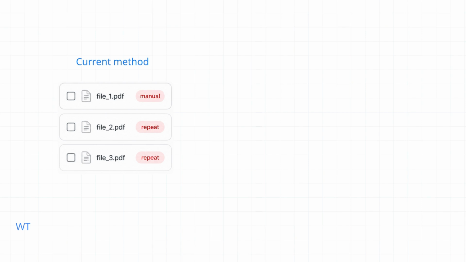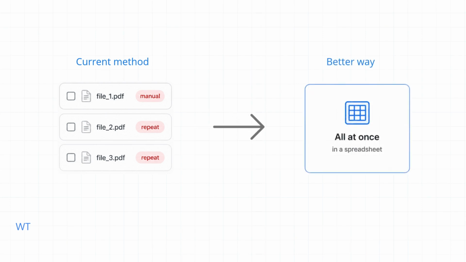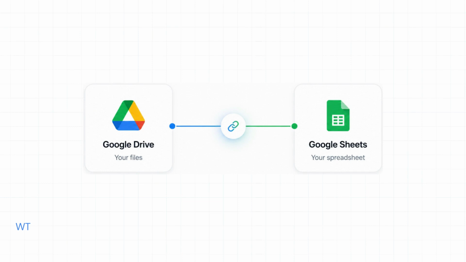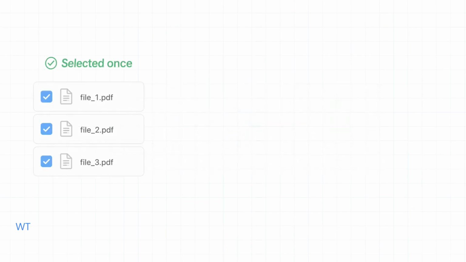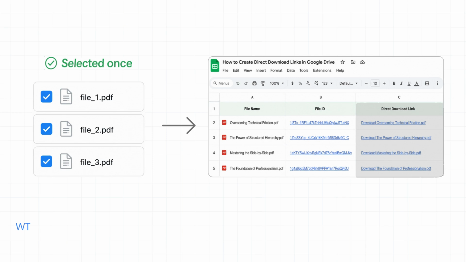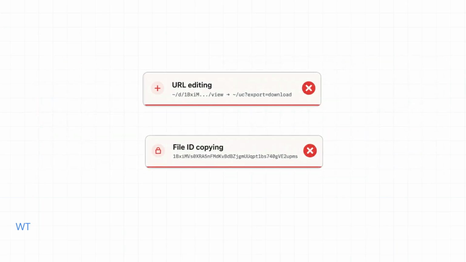If you need links for multiple files, there's a better way. Drive Explorer Pro is a Google Sheets add-on that connects your drive directly to a spreadsheet. Select your files once, and every direct download link appears in your sheet automatically. No URL editing, no file ID copying.